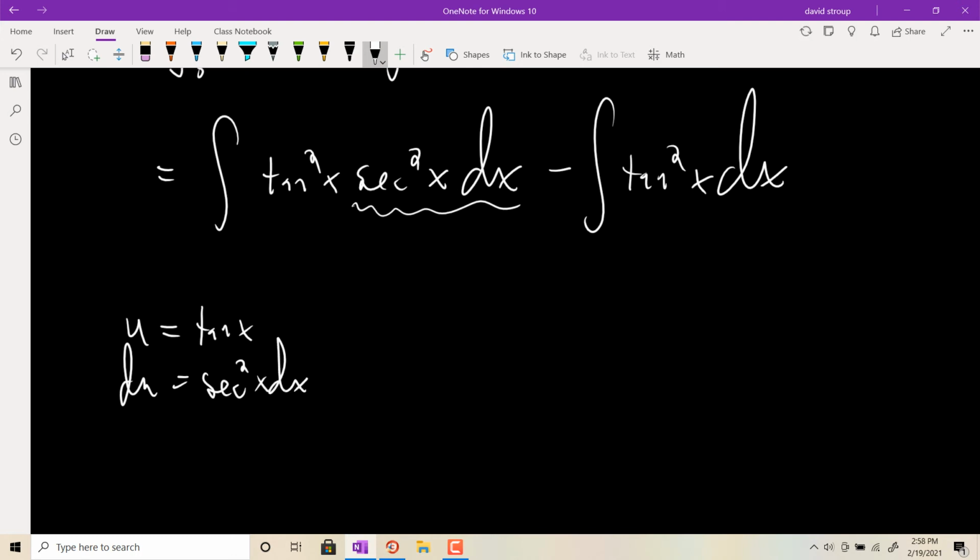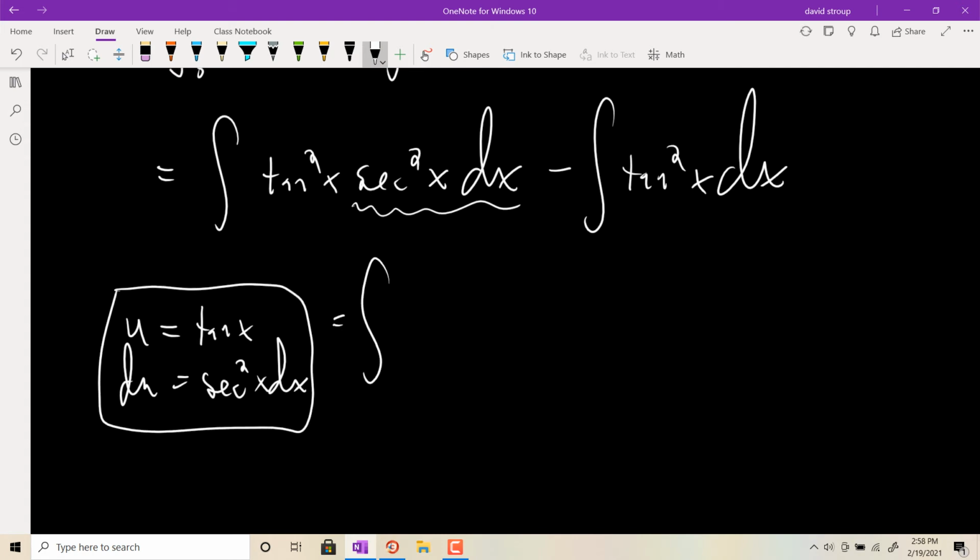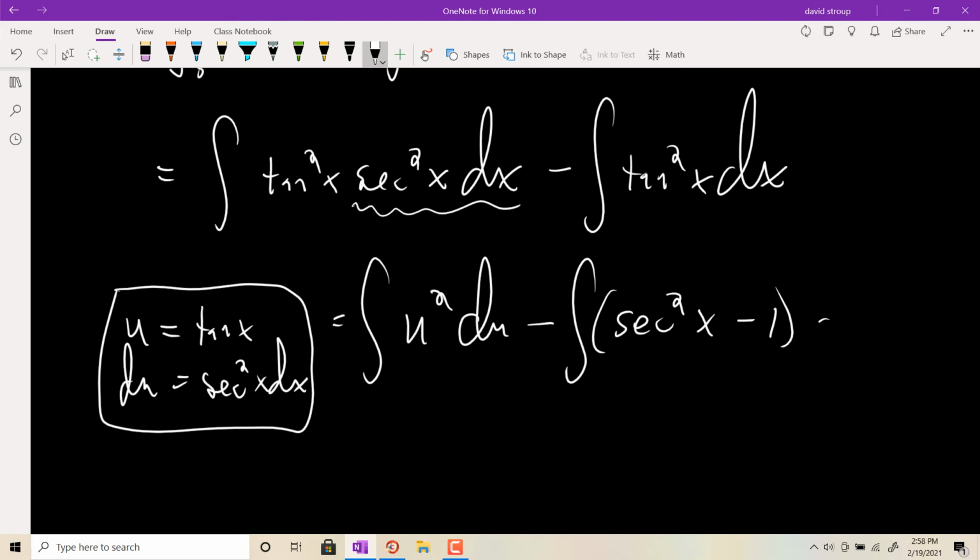So that's du. So that first integral will become, and I'm not going to bother replacing dx with du over secant squared x, sometimes it gets a bit silly doing that, tan squared x, I'm replacing tan with u, so I end up with u squared du. And then the second integral, you're going to reduce that again into secant squared x minus 1.